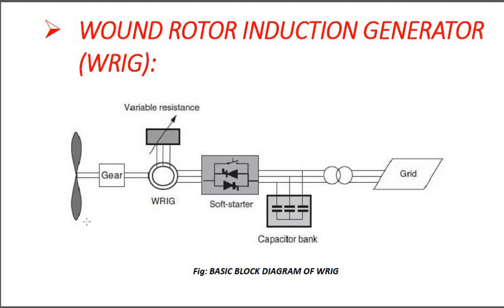As the speed of the wind turbine changes, the power fluctuation does not appear directly at the grid because of this variable resistance; we can control it by this variable resistance. So the power fluctuation problem of the squirrel cage type induction generator is overcome by this variable resistance in the wound rotor induction generator.